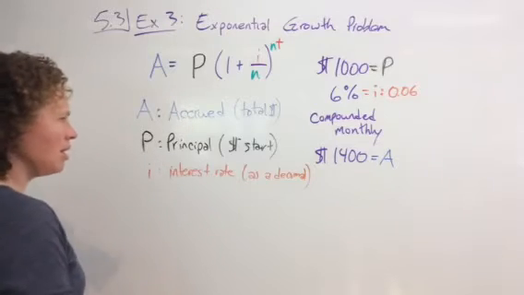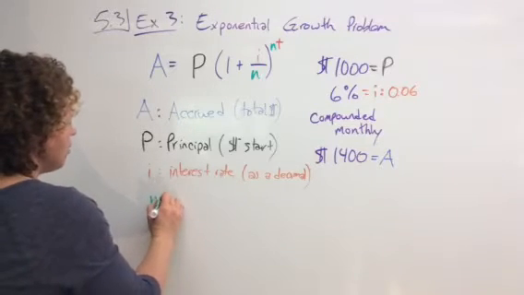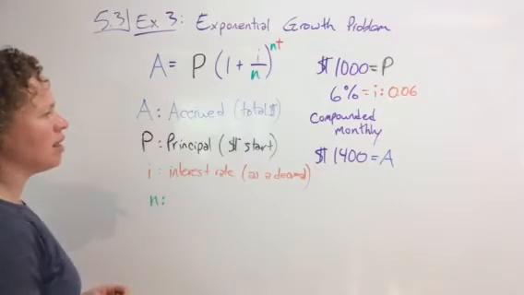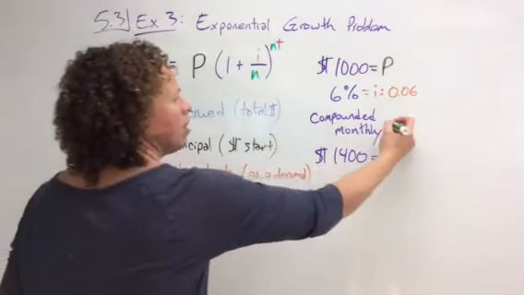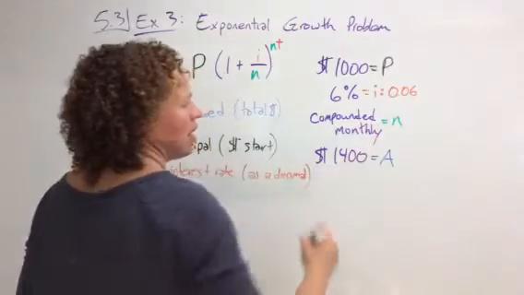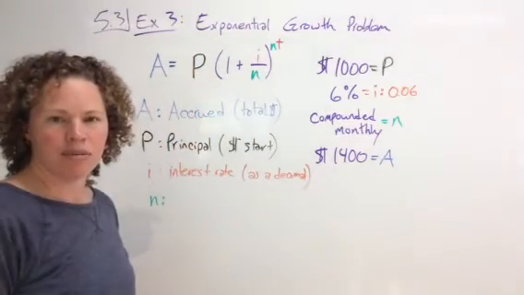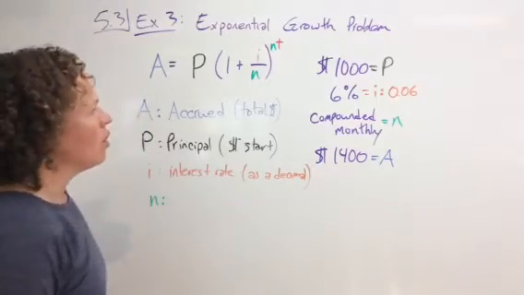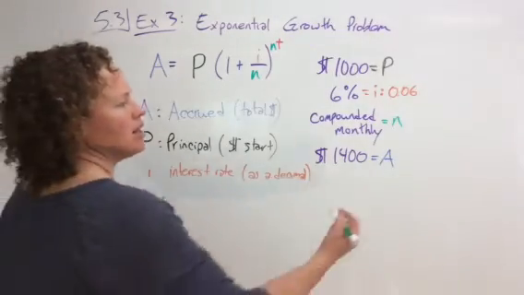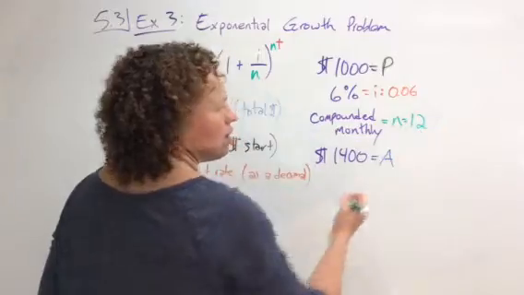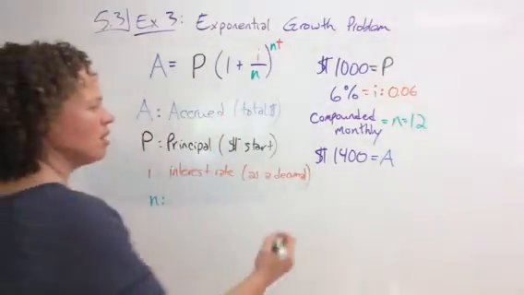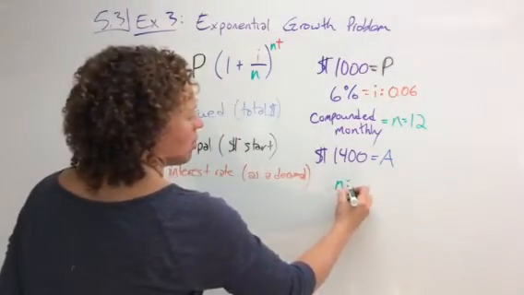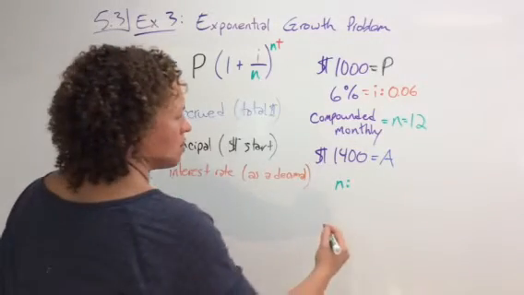N is a little bit odd. That's kind of a new concept for us, and that is this part. So compounded monthly is N. N is the number of times per year that you're going to be compounded. So when it says compounded monthly, that means N equals 12 because there's 12 months in the year. I'm just going to make a little note over here. For N, you might want to make a note for this yourself.